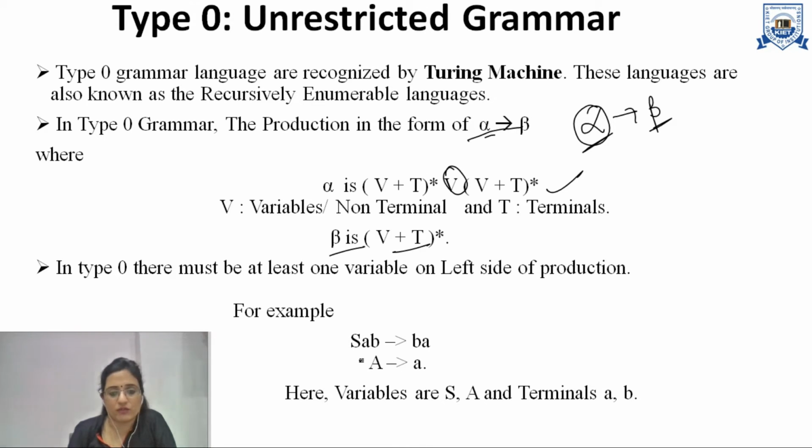So let's see an example of this. Let's take this: SAb tends to bA. Here S, as it is written in a capital letter, is a non-terminal, and the symbols that are written in small letters are the terminals. Here A tends to a, that means A is a non-terminal and b is a terminal. So the symbols that are written in capital letters are known as the non-terminals, or they are also known as variables, and the symbols that are written in small letters are known as the terminals.